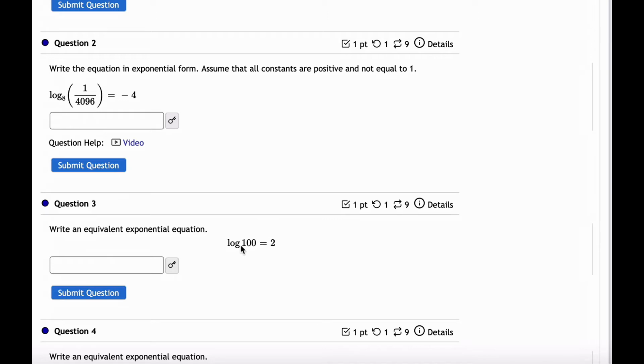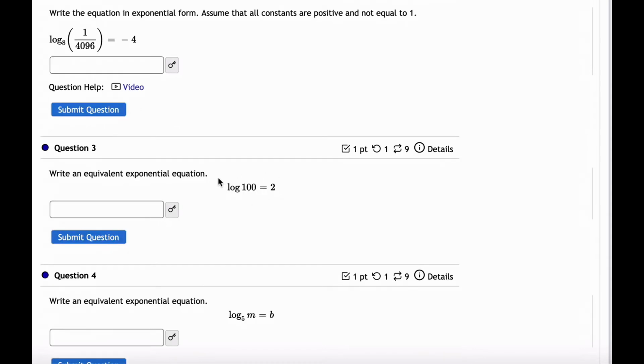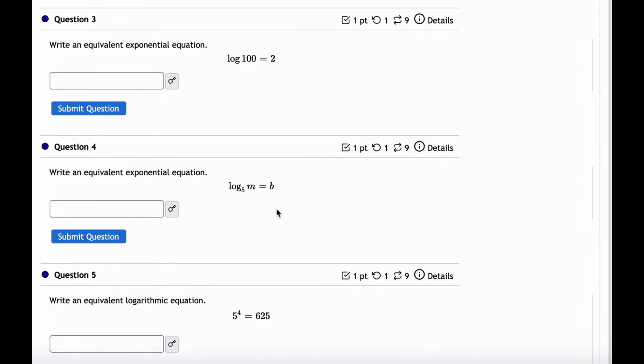Note that there's no base here. Maybe from the third of the log videos that I made, you understand that there's an implied base when something's not listed. And once you know that base, maybe you can rewrite this equation as an exponential equation. Similarly on this one, except now we're mixing some letters in and some numbers, but that's okay. As long as you're comfortable switching from log form to exponential form, these first 4 should be pretty easy.